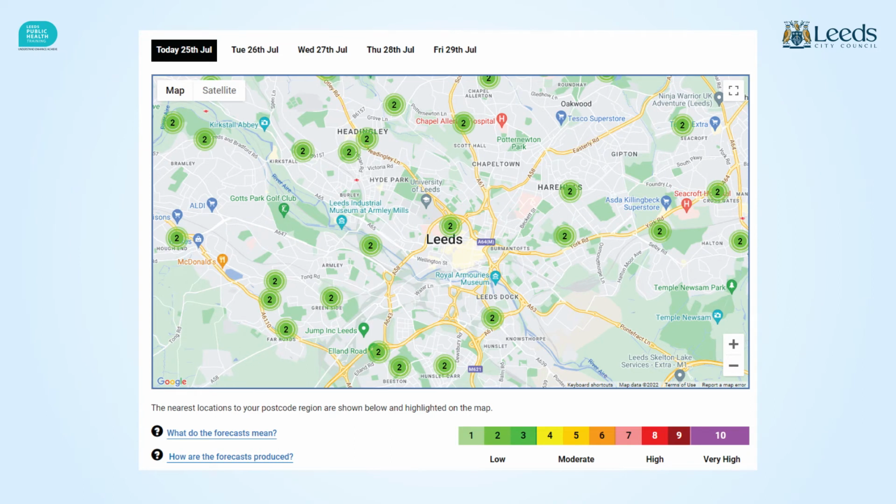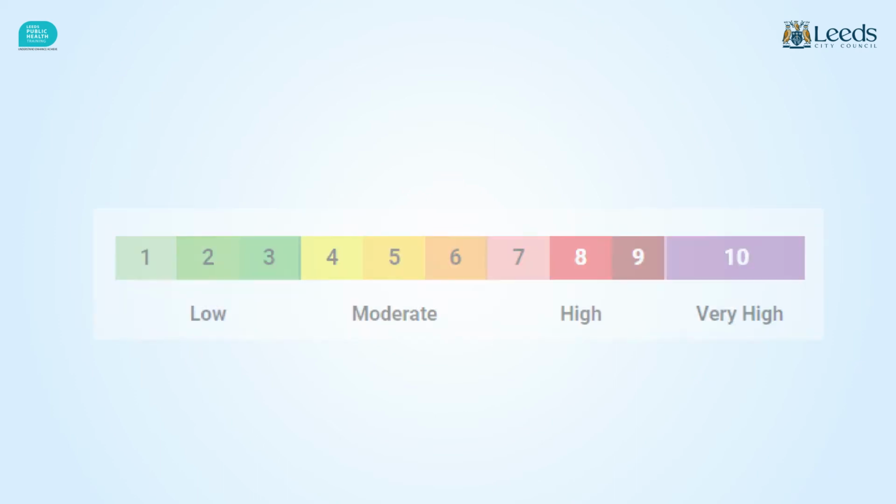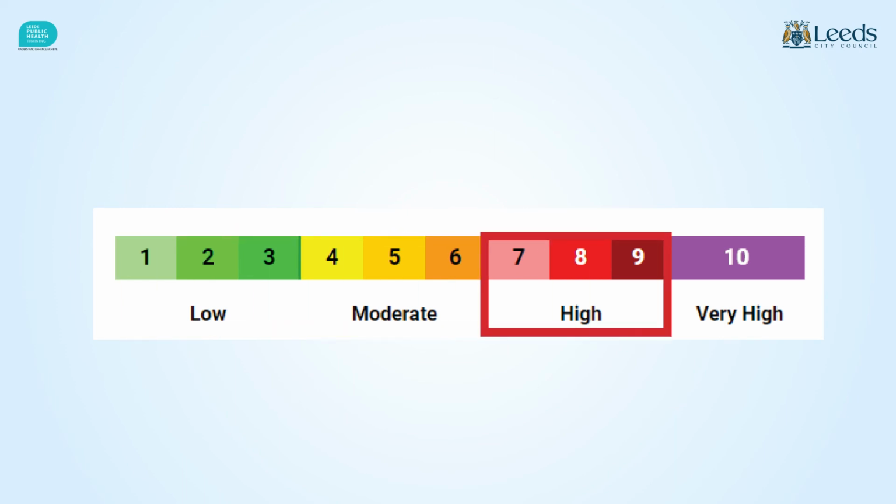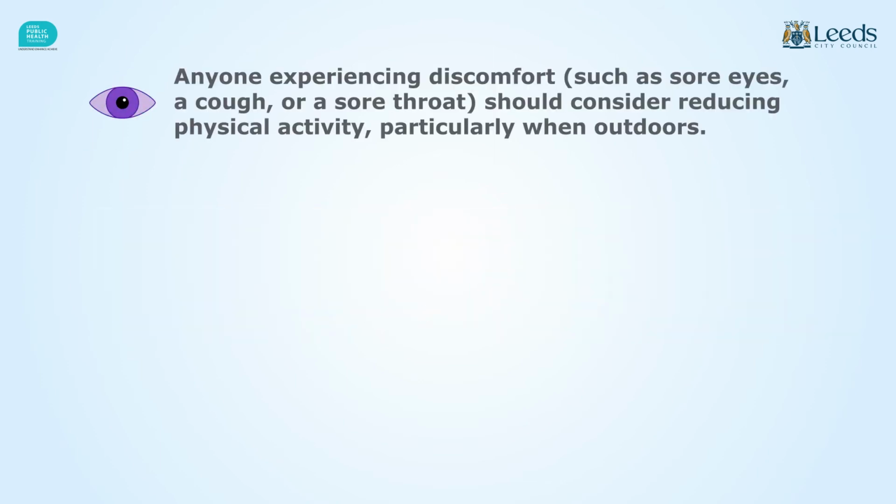Anyone can monitor the air quality forecast by visiting www.uk-air.defra.gov.uk. On most days, the air pollution level in Leeds is low, but when it is high, the DAQI also provides advice on how to stay safe. Some of the key messages include: anyone experiencing discomfort, such as sore eyes, a cough, or a sore throat, should consider reducing physical activity, particularly when outdoors.